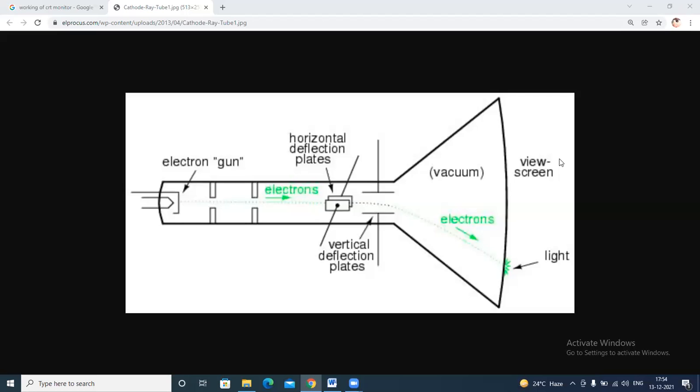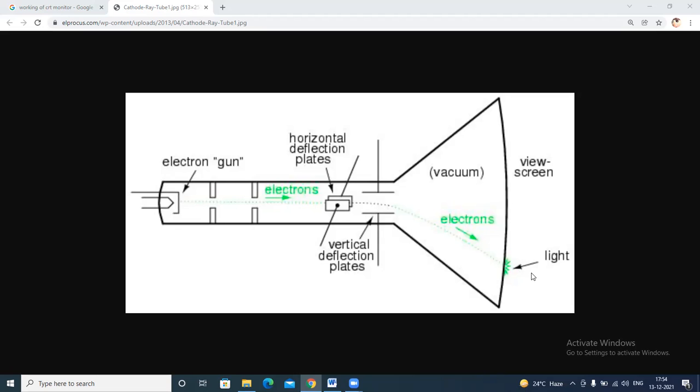Okay, so this is the screen you are seeing. This is a CRT monitor. Here we have an electron gun. These are the electrons passing through the vertical deflection plates. These deflection plates guide the electrons in which direction they should go. This is the view screen, and here the phosphorus is coated.